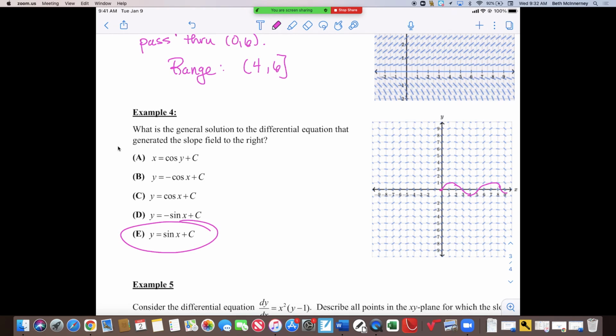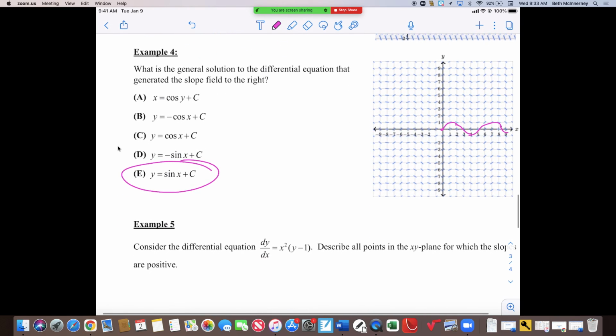Yep, I'm hearing some good answers there. It is letter E. It is going through that origin. Now, it can have shifts, and that's what the plus C will do.